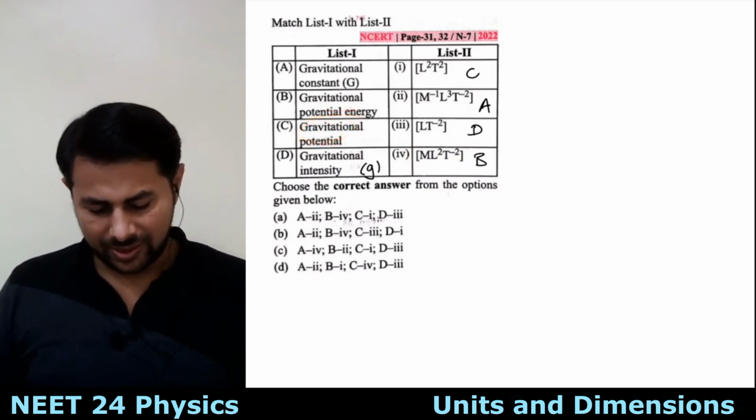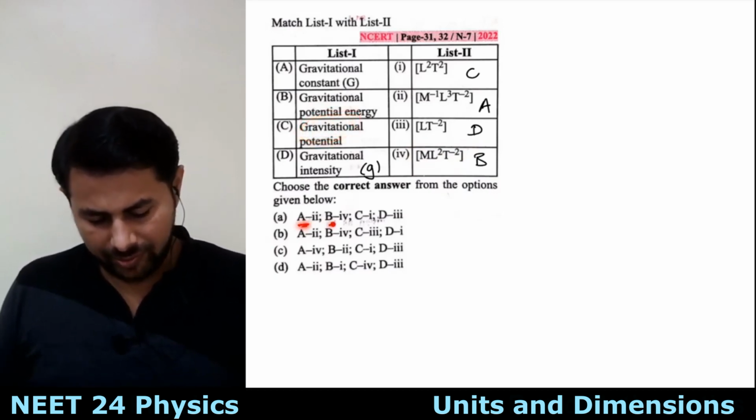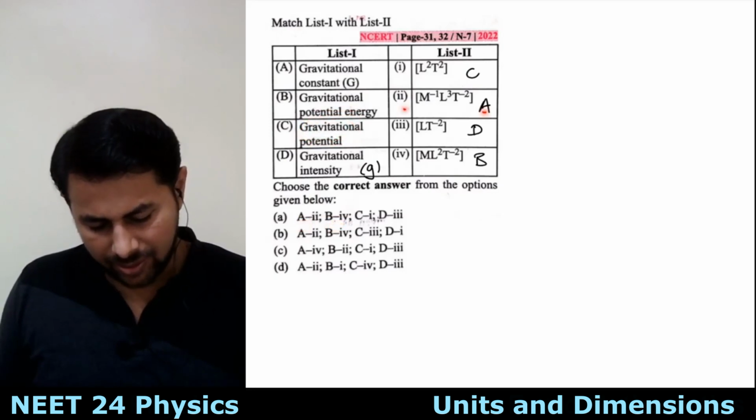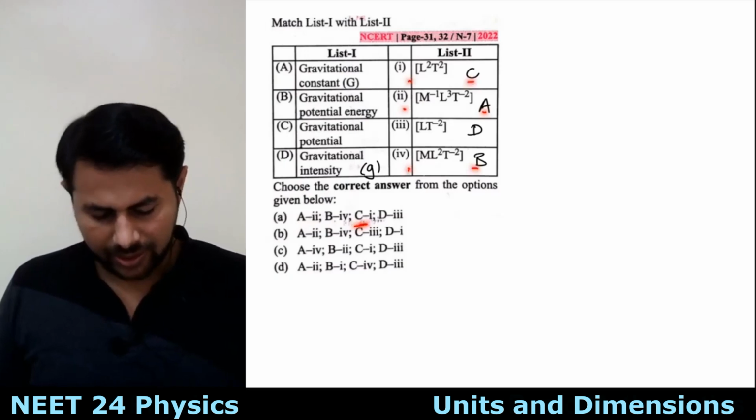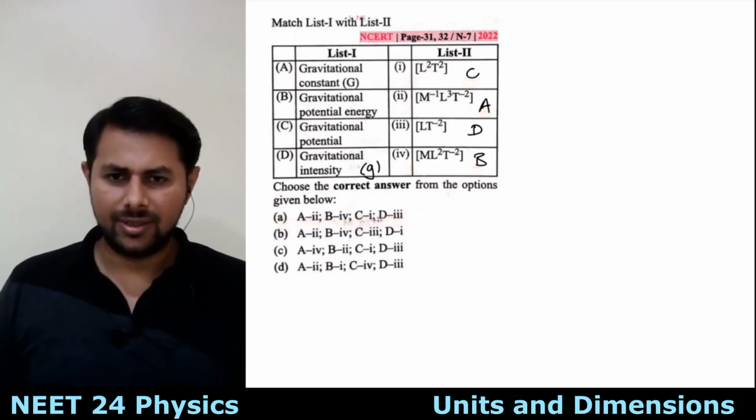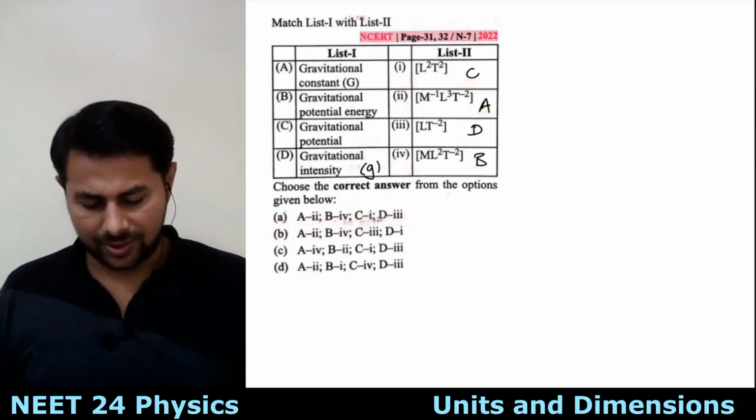So which one is correct? So A is 2, B is 4. Is it correct? A is 2, B is 4. That's correct. C is 1. Yeah. So option A is correct. Yeah, very good. So option A is correct.